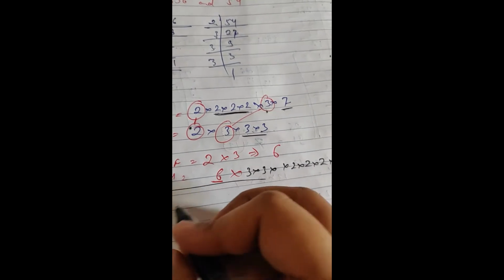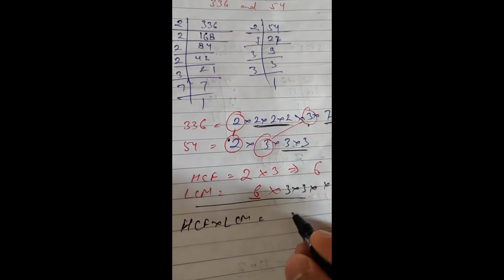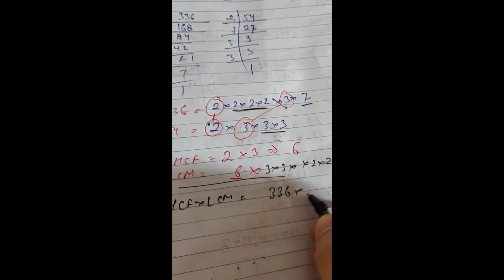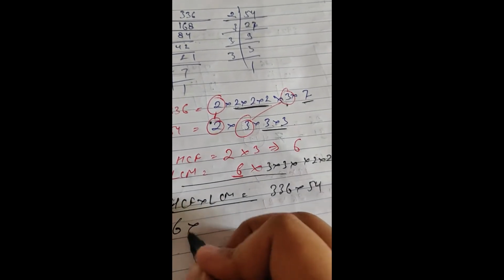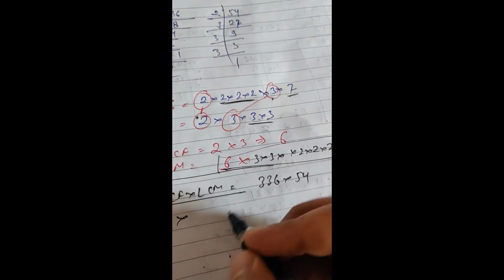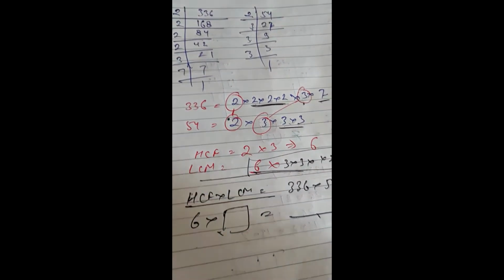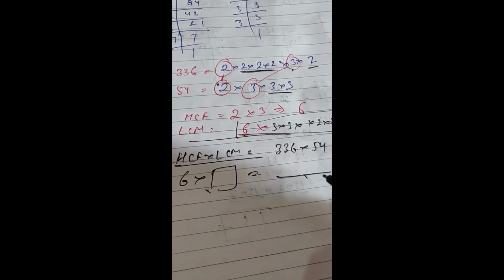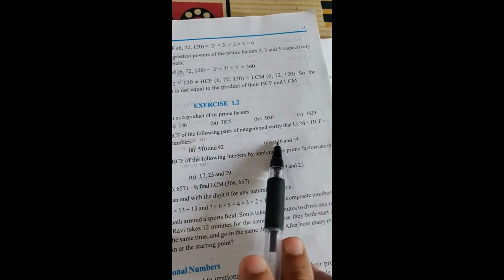Now what you can do is to prove that HCF times LCM equals the product of the two numbers. So 336 into 54, substitute this. HCF is 6. This entire thing you need to write over here as a number and find out the multiplication. This is being left for you to verify. Okay, so this third one is done for you.